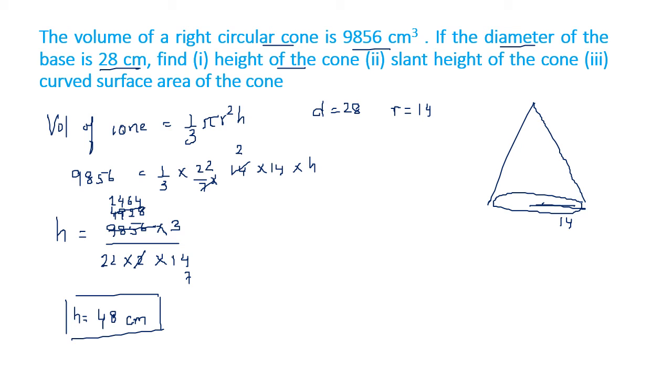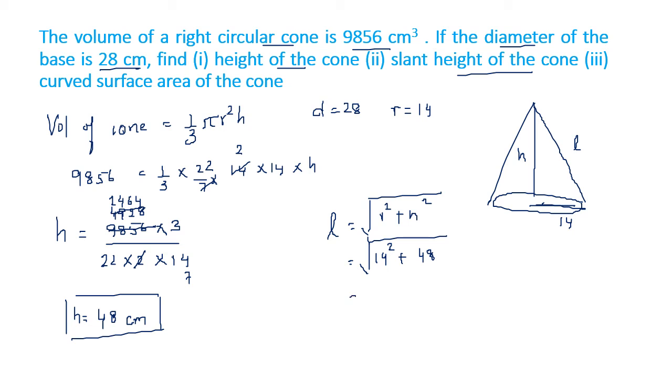Okay. Now we found out the height of the cone. Now we have to find the slant height L. So we got h equal to 48. What is the formula of slant height? L equal to under root r square plus h square equal to under root 14 square plus 48 square. How much do you have?